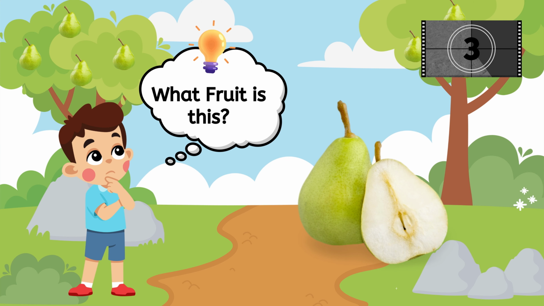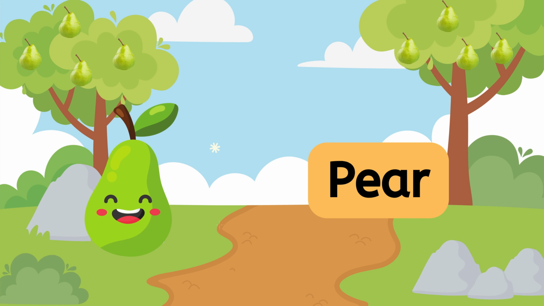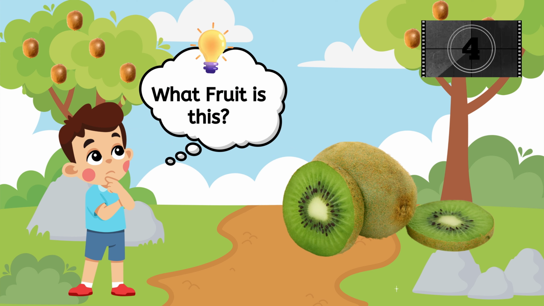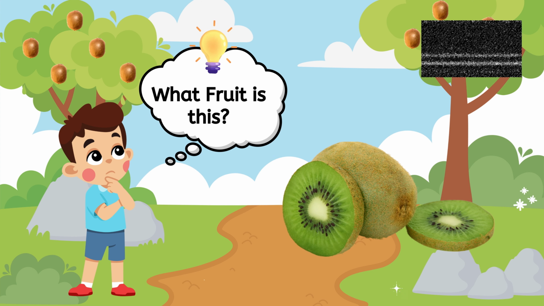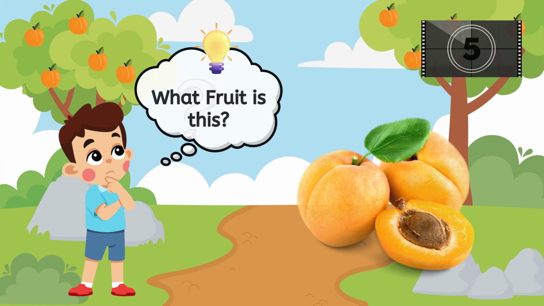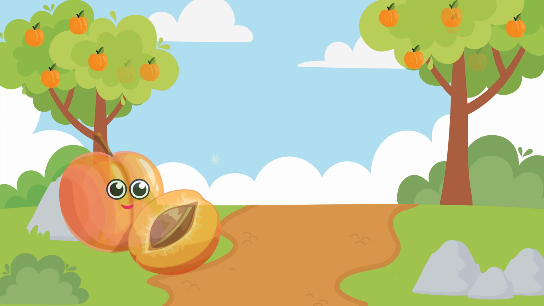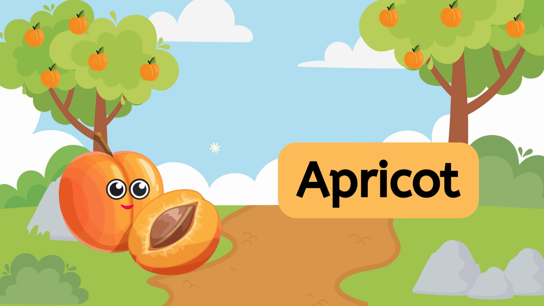What fruit is this? Pear. What fruit is this? Kiwi. What fruit is this? Apricot.